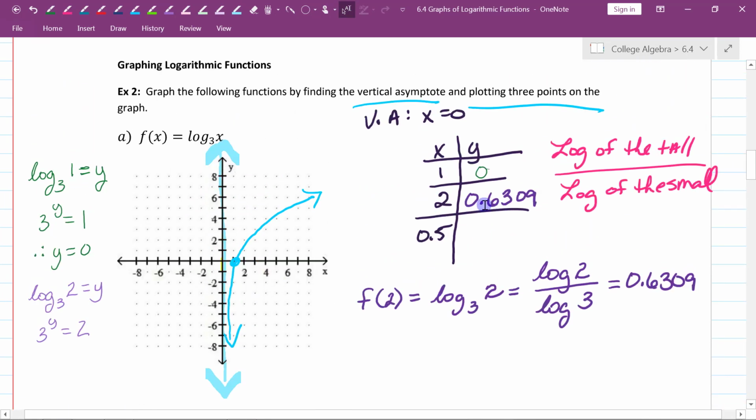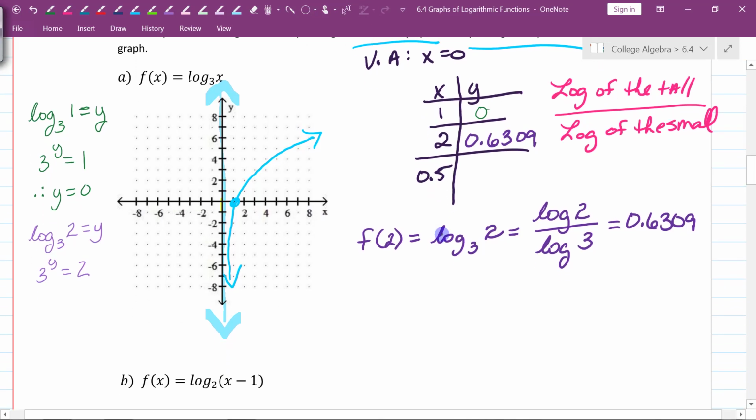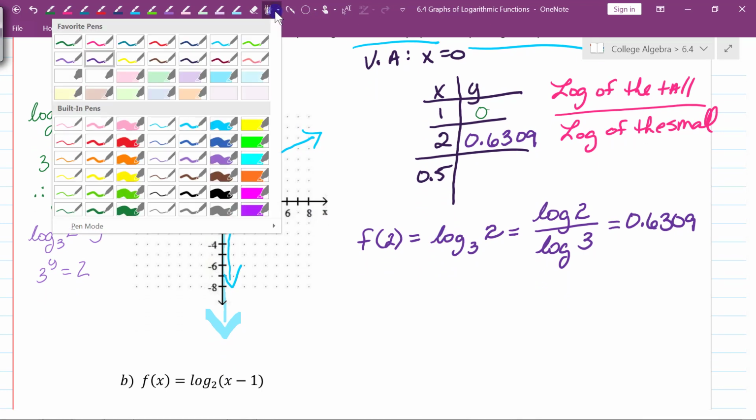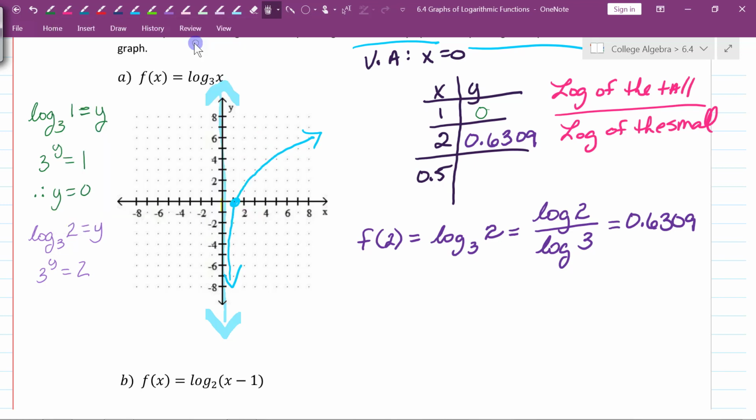Okay, so now I have one more point right here to do, and that is 0.5. And so we're going to do the same thing. We're going to calculate this the same way by converting to a base that we know. So I have f of 0.5 is equal to log base 3 of 0.5.